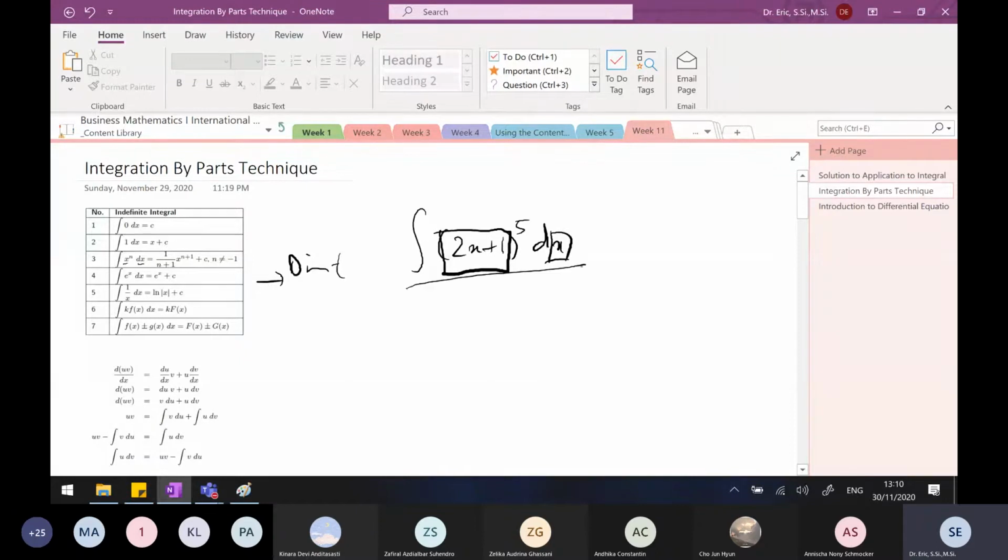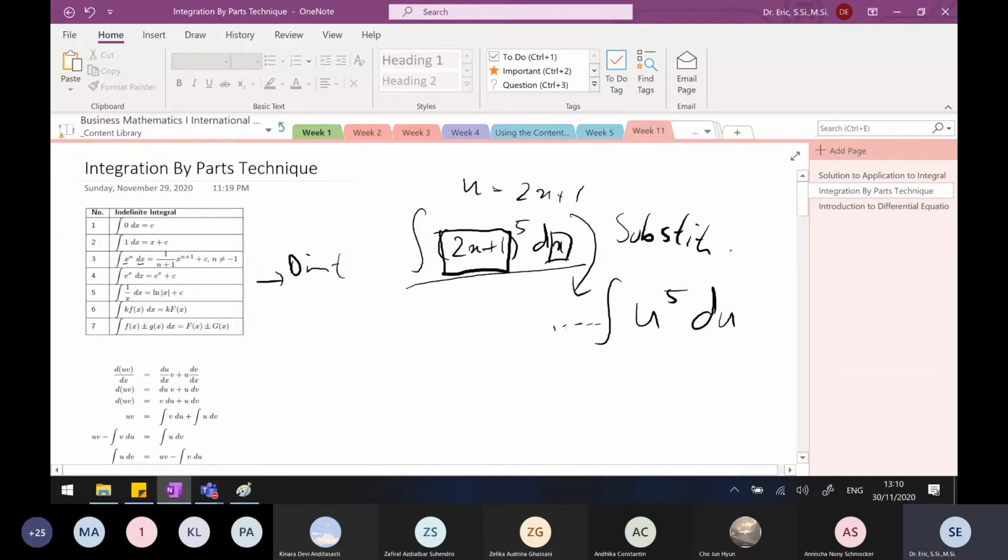For questions like this, you know that you have to use the substitution method. You let u equal x plus 1. In the end, you want to change this into a constant times u to the 5 du. So what if I cannot solve this directly and cannot use substitution? What else can I use? That is what we usually call the integration by parts technique.